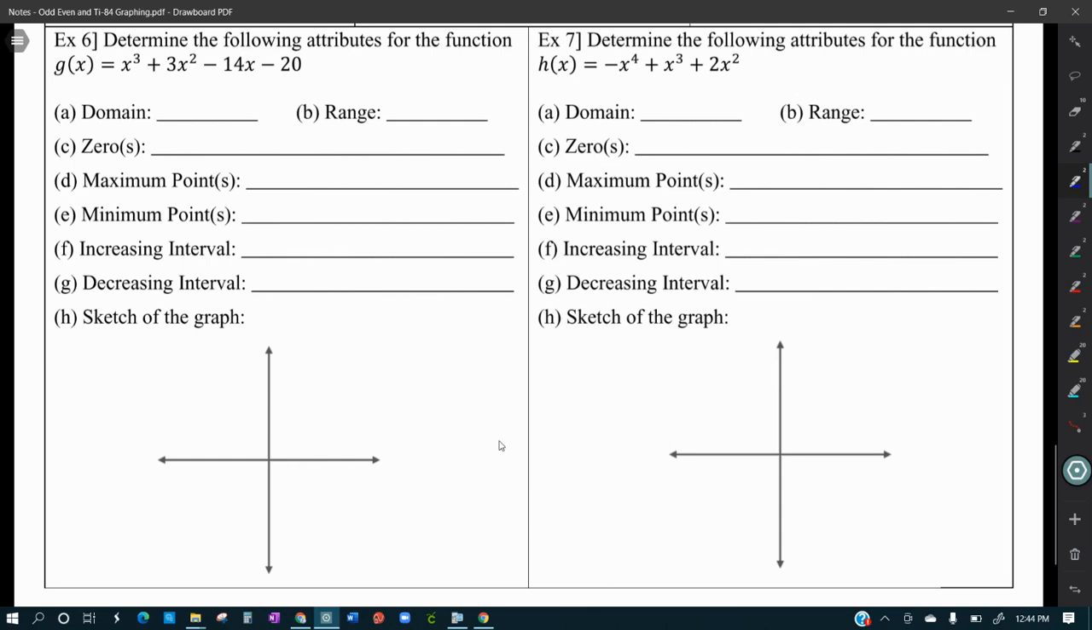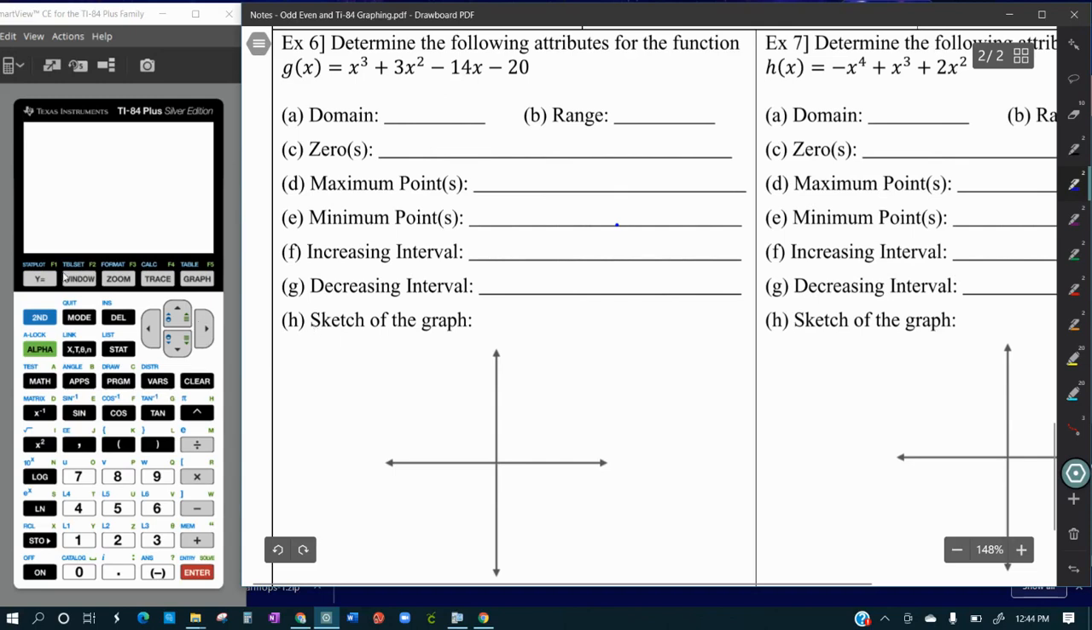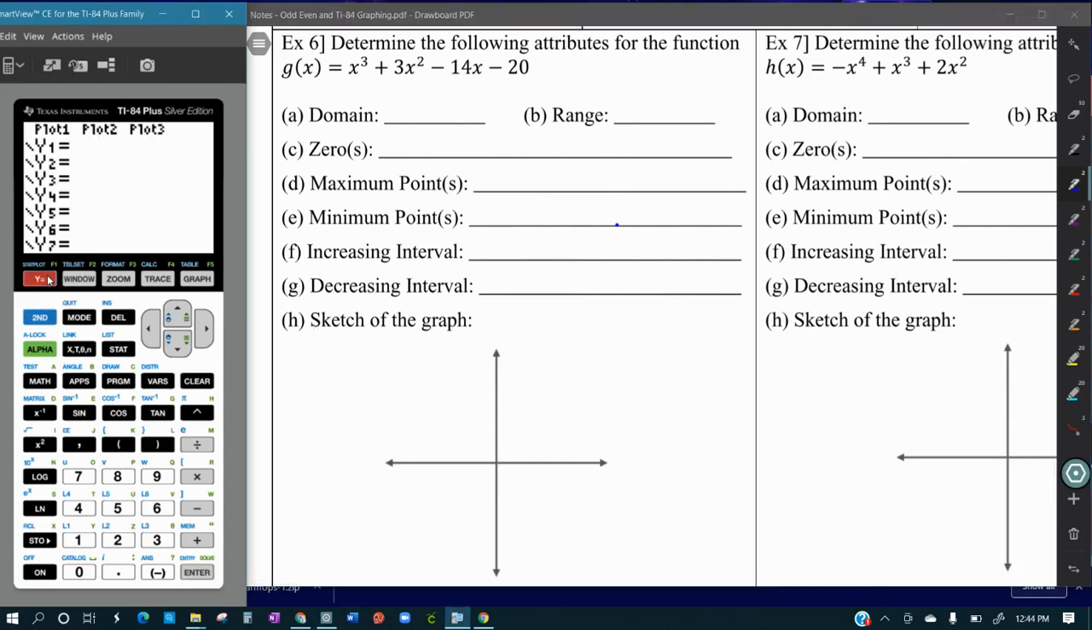Well, step 1 would be actually typing this into your calculator. So take a minute and open up your TI84 calculator. So once you have your calculator open, you're going to press y equals to graph in this polynomial. So we have x. So we have the x key here.